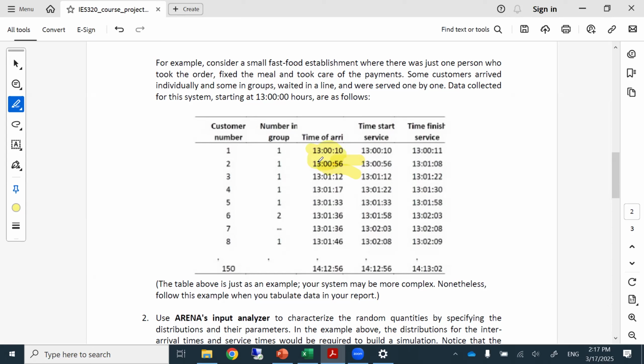If I look at the difference between arrival 1 and arrival 2, you see there's 46 seconds. So that's the interarrival time. And I'm going to be doing that for each one individually. So we are tracking each customer. So we're tracking 150 customers, when they arrive, how much time they take.